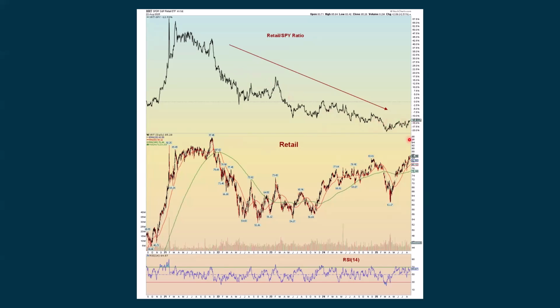So it had been declining. Now it seems to be flattening out, and actually you could make a case that this is starting to go back up. So we'll keep an eye on that.